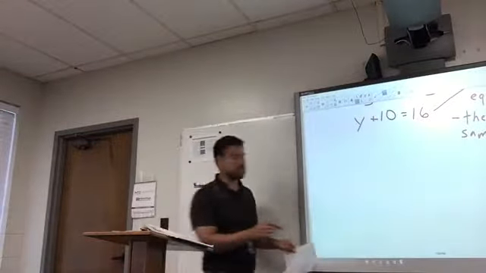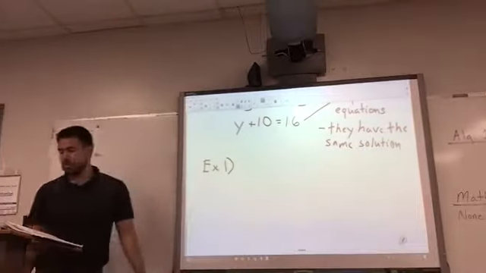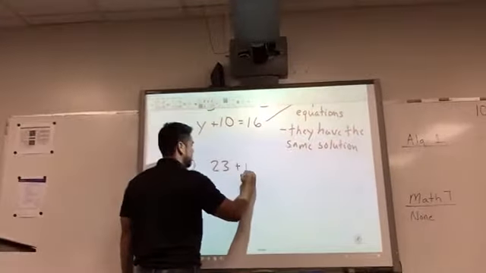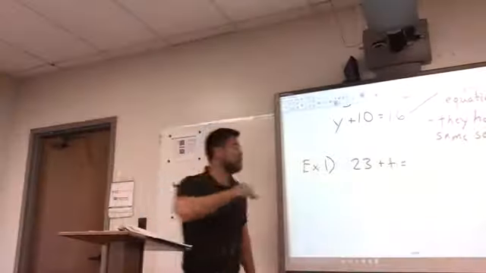All right, now let's get into example 1. All right, example 1, one of the most basic problems you'll deal with. 23 plus t equals negative 16.